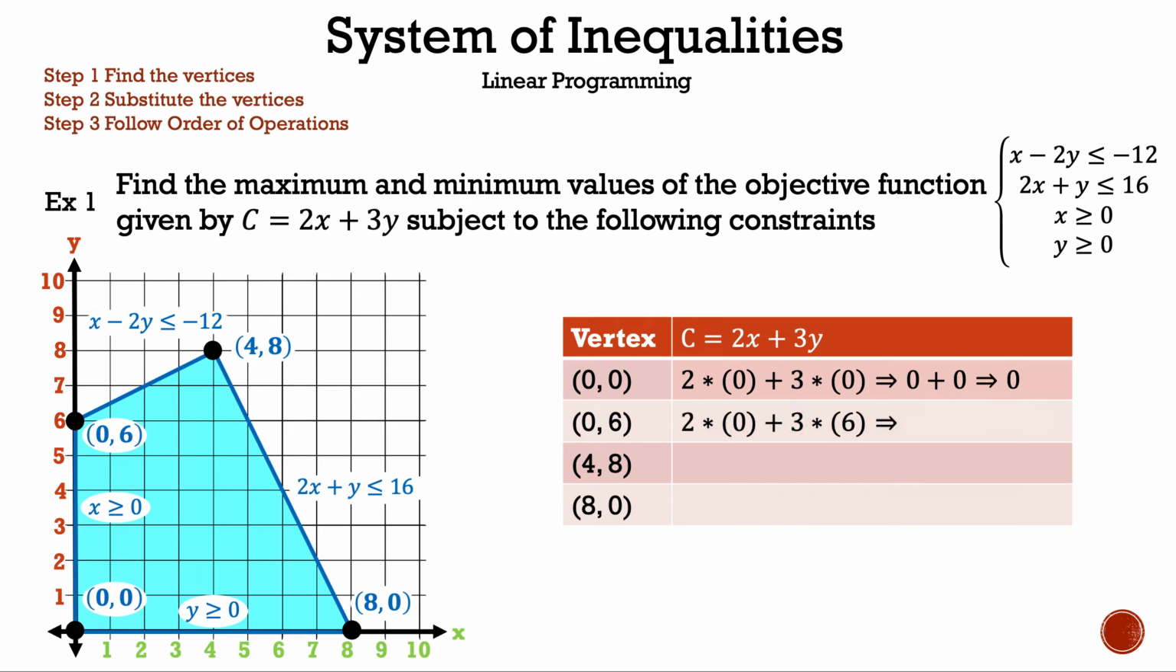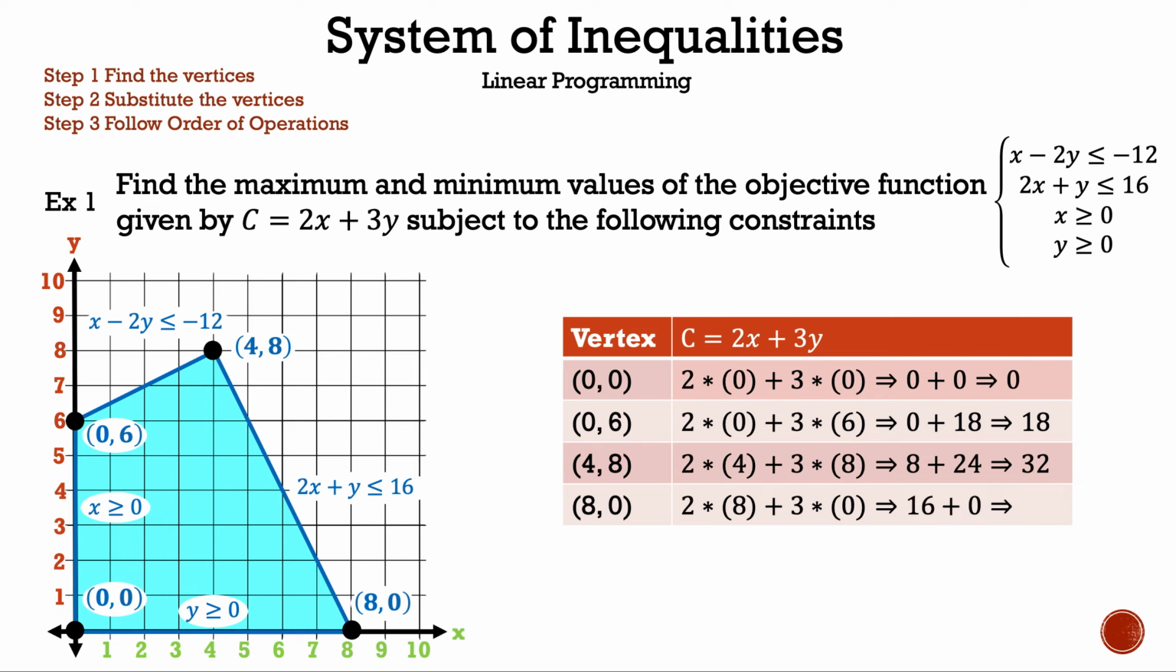Next, let's substitute (0, 6). So now we have 2 times 0 plus 3 times 6, which is 0 plus 18, and the result of that is 18. Next, let's substitute (4, 8). So now we have 2 times 4 plus 3 times 8, which is 8 plus 24, and the result of that is 32. Finally, let's substitute (8, 0). So now we have 2 times 8 plus 3 times 0, which is 16 plus 0, and the result of that is 16.